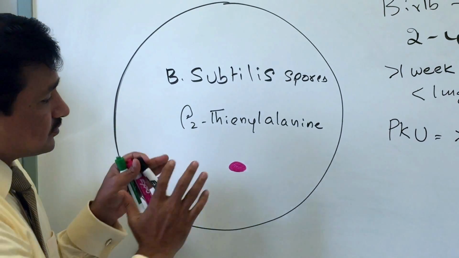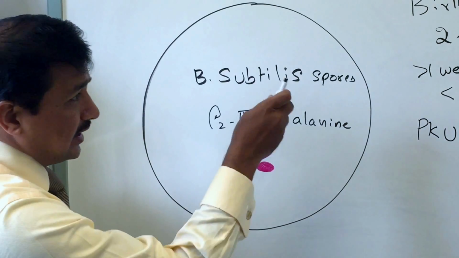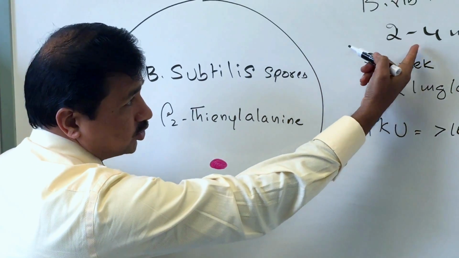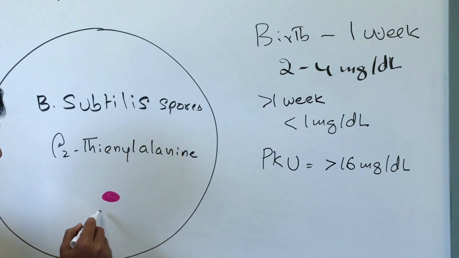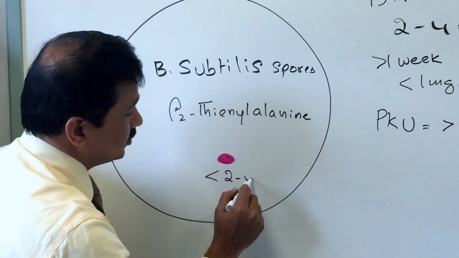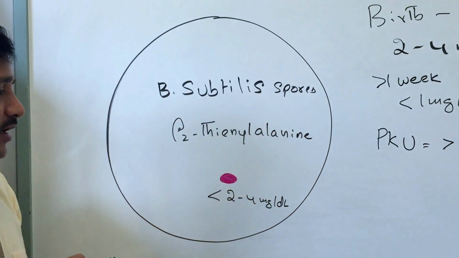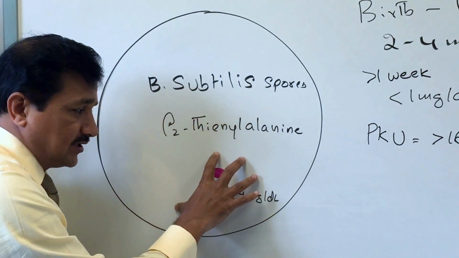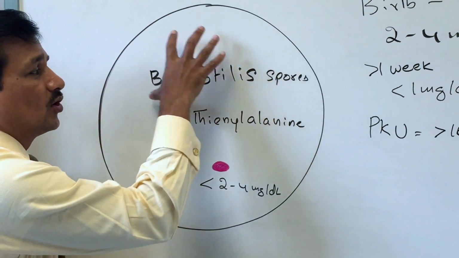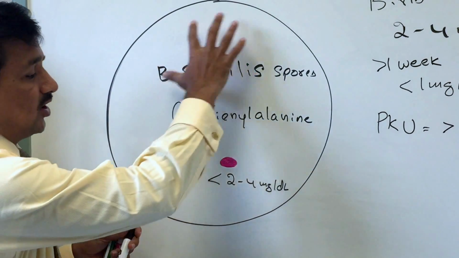Now, if the baby's blood phenylalanine level is less than 2 to 4 milligrams per deciliter, meaning after 1 week it should fall below that, I'll write it as: if the phenylalanine is less than 2 to 4 milligrams per deciliter, what will happen? At this phenylalanine concentration, we generally don't see the growth of Bacillus subtilis. Why don't you see the colonies?